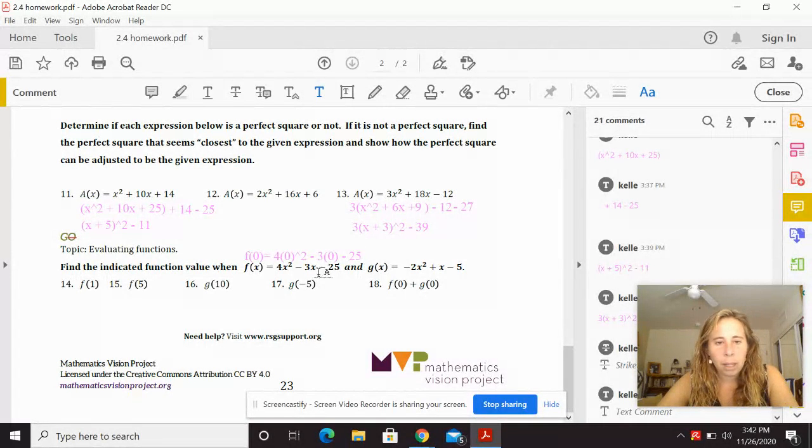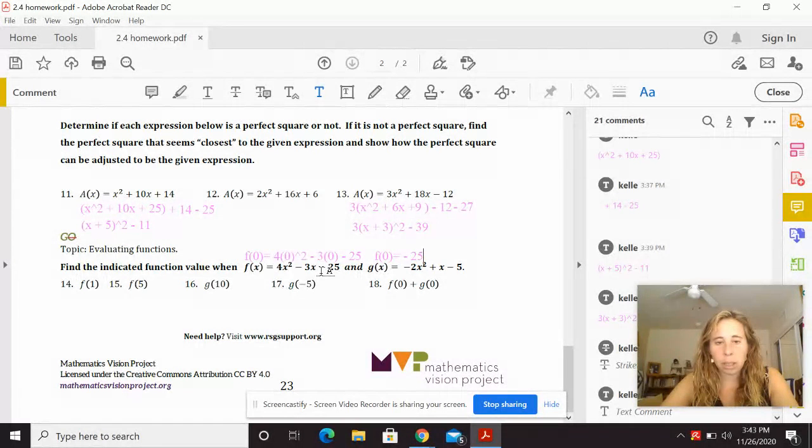So f of 0 equals 0 squared is 0. Minus 3 times 0 is also 0. So 0 minus 0 minus 25. So that's just negative 25. As we talked about earlier, this last term is always going to be your y-intercept.